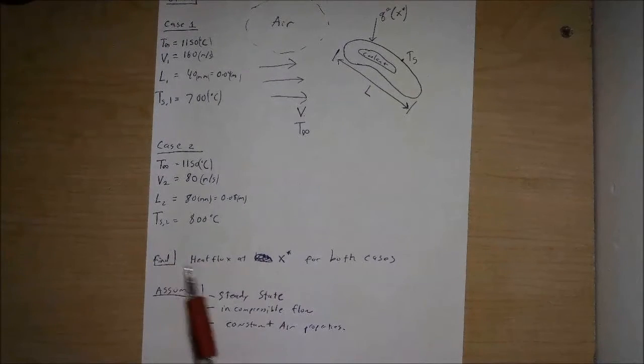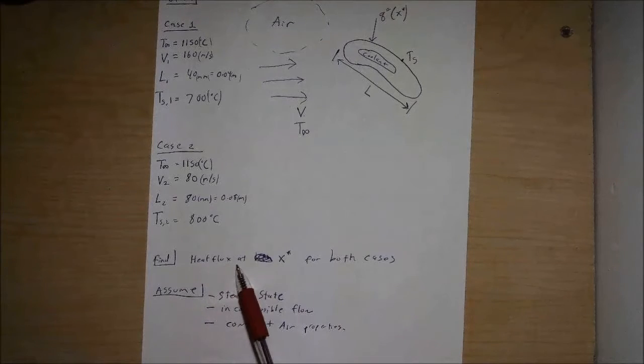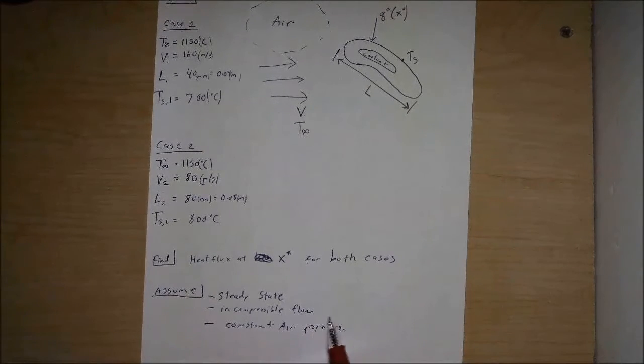So now what are they asking us to solve for? For both of these cases, they want us to find the heat flux at this position x star. Assumptions we're going to make: in the problem statement it told us it was steady state. We're going to assume incompressible flow. We're also going to assume constant air properties.